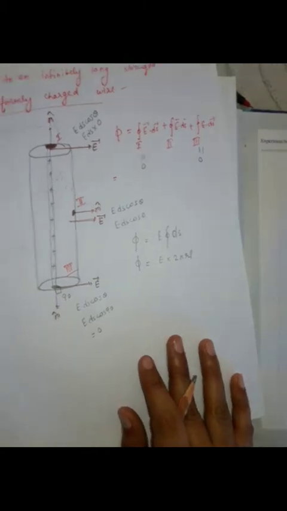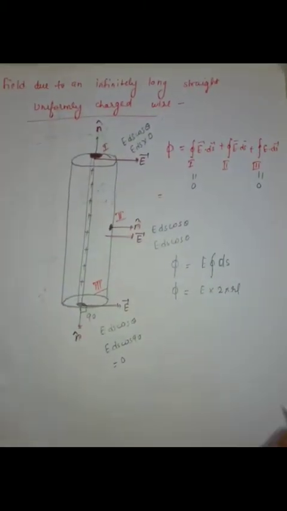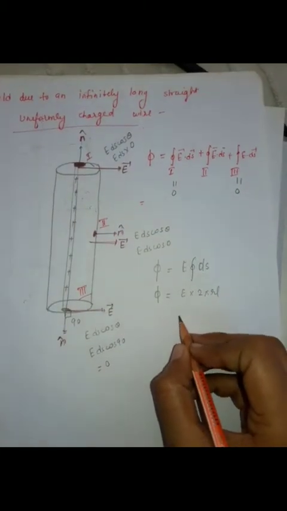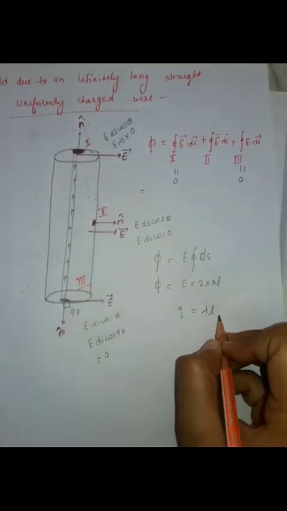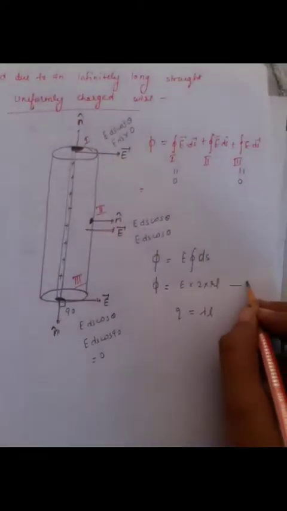Okay, now we have taken a line charge. So what's the line charge density here? Line charge density lambda is such that Q is equal to lambda L. So this is your first case.